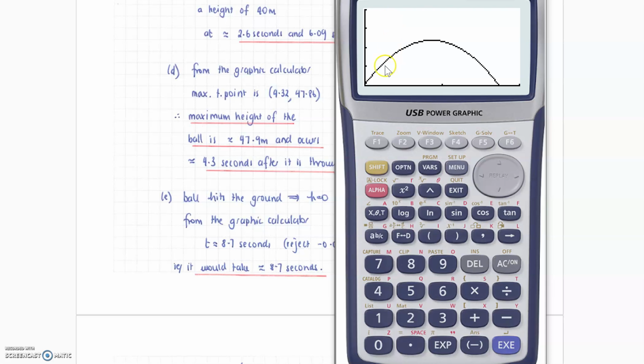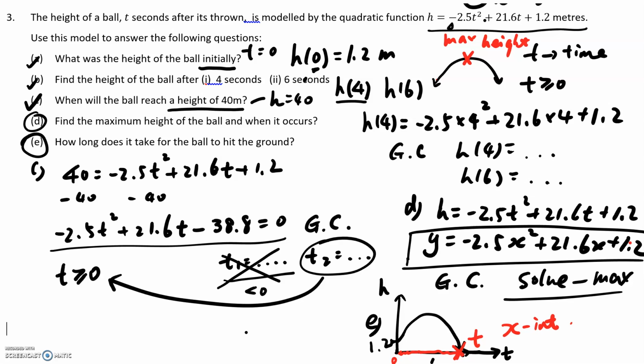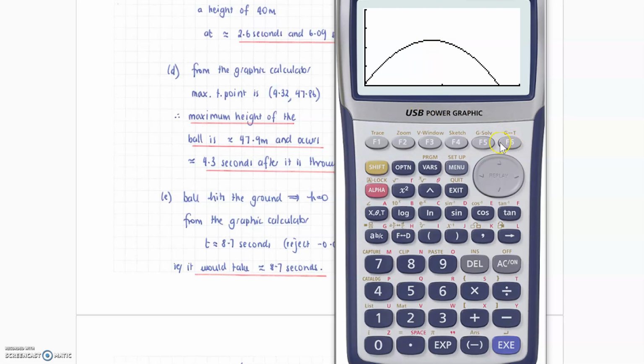So once you have a nice picture, the question asks, find the maximum height of the ball. The maximum height occurs here. So you go to G-Solve. Can you see, once you press G-Solve, you have max, min, y-intercept, roots, okay? Let's just press max. Did you see here? When x equals 4.32, y equals 47.856. So your maximum height is about 47.9, which I actually have here.